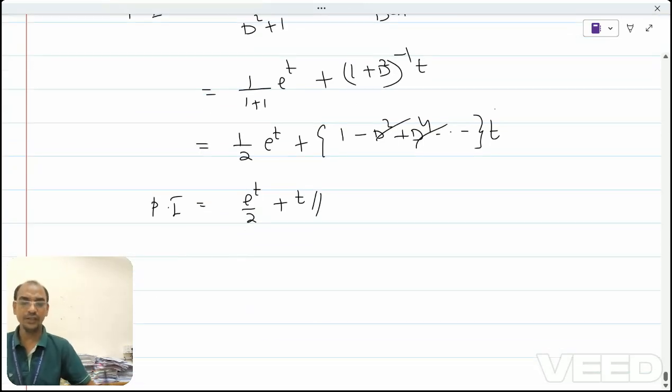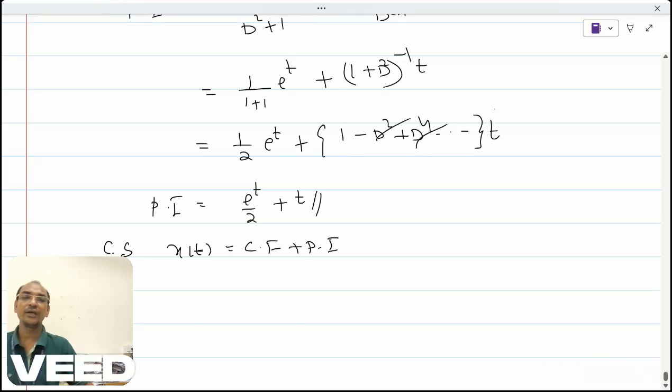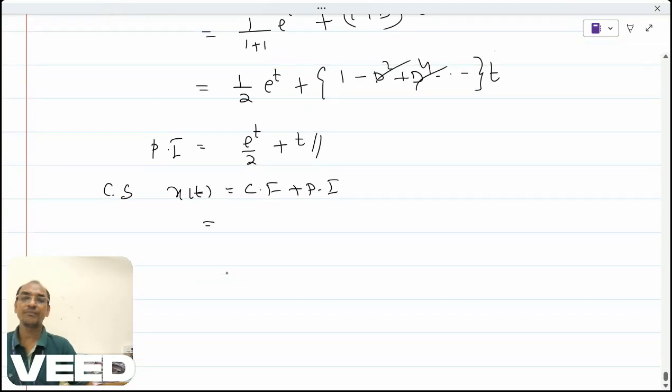Once after getting the PI, you can write the complete solution x of t. We are not finding the value of y so far. So we are finding x of t. x of t will be nothing but CF plus PI. And what is my CF? C1 cos t plus C2 sin t, and PI is nothing but plus e to the power t by 2 plus t. So this is my value of x(t).